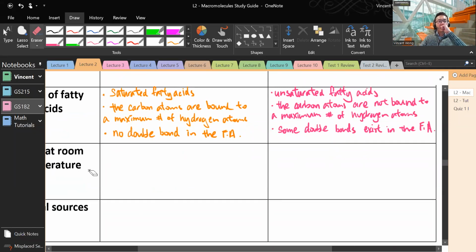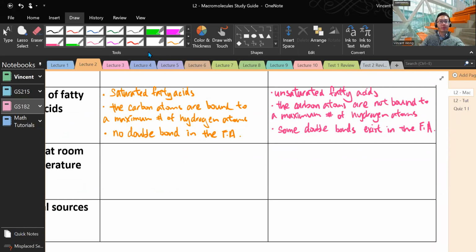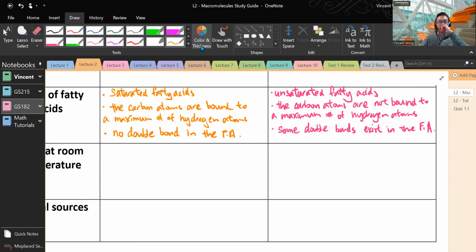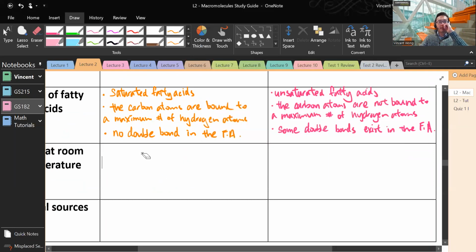Next row is the state at room temperature. What do you guys think? Saturated fat, are they solid or liquid at room temperature? Yeah, they're solid at room temperature. Again, there are exceptions. Not all saturated fat are going to be solid, but in general, they're going to be solid. It's because there's no double bond in the saturated fatty acids, so it's all straight and they can all pack together really closely. When they pack together really closely, we get the solid state.